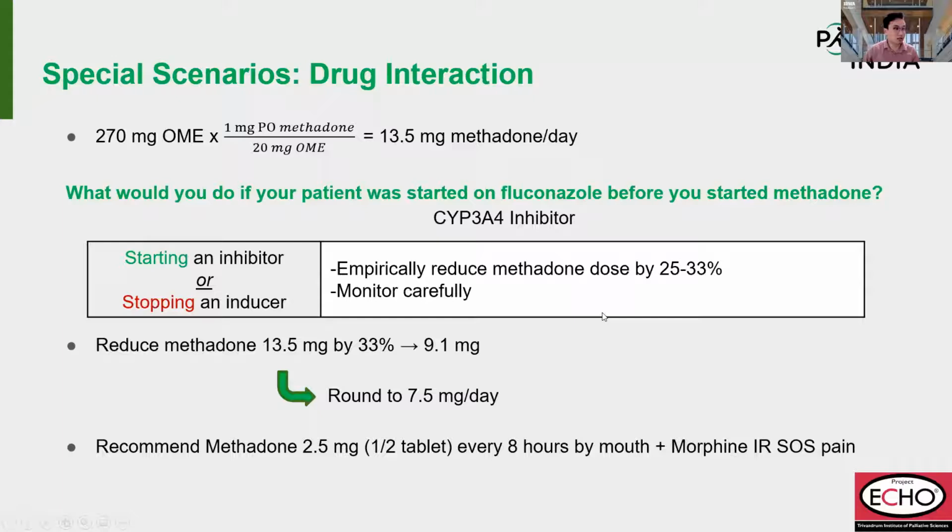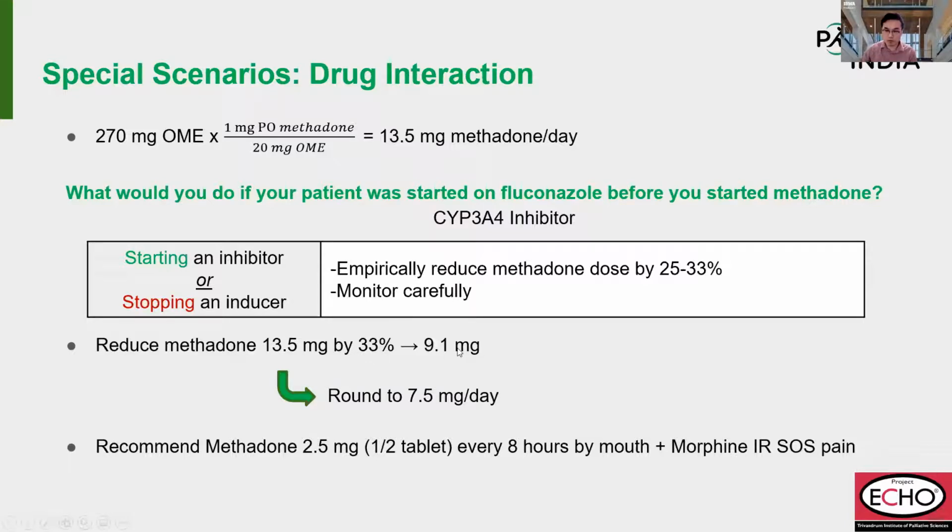practice example that we utilize. There isn't hard evidence to say you have to do this, but this is more of a rule of thumb practice, just to be more conservative. So if I was doing our patient who we were going to convert 270 milligrams of their OME use to basal, I would have that 13.5, which we discussed earlier, but I would further reduce by that 25 to 33%.